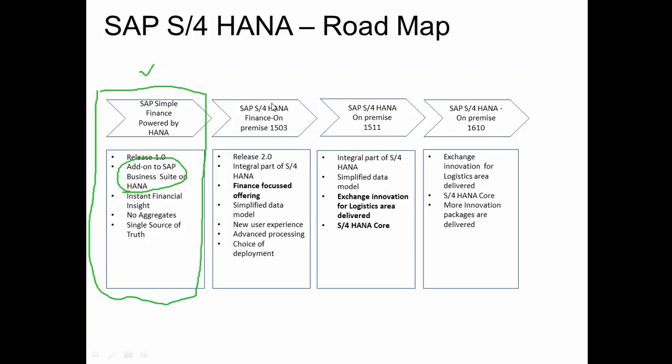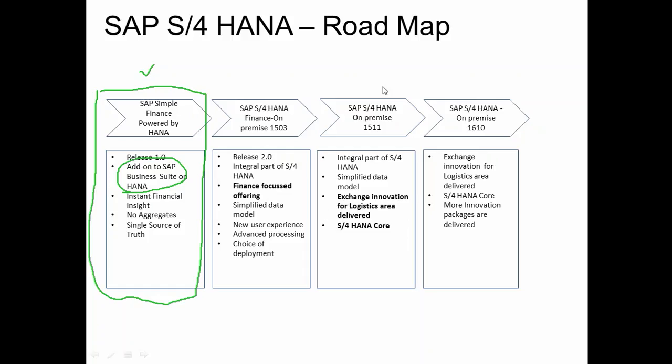Then the next step towards the innovation was to simplify not only the finance areas but the logistics areas, and that is where the SAP S/4HANA on-premise edition came, which was called 1511. So from here the finance name has been removed in this edition, because now the simplifications with respect to logistics are also incorporated. That was an integral part of SAP S/4HANA, having a simplified data model and innovation for the logistics area delivered, and it was called S/4HANA Core. So from here S/4HANA Core has started, because all the core modules have been simplified.